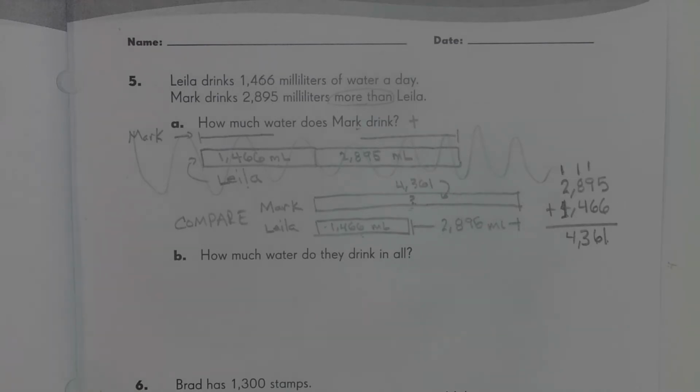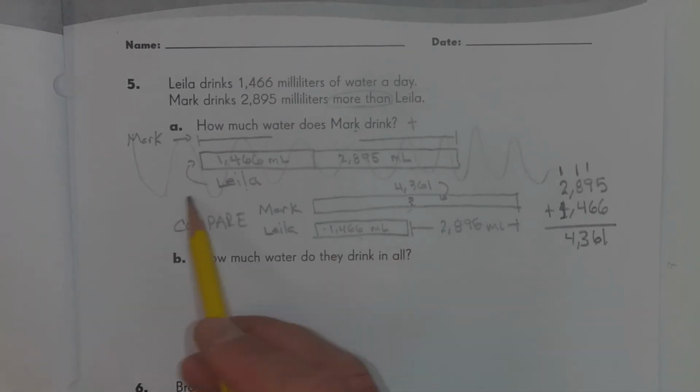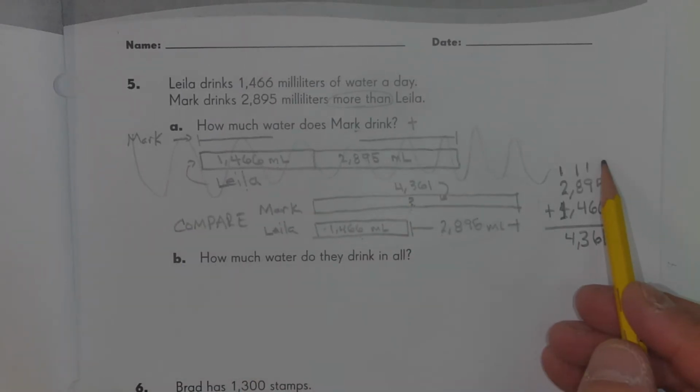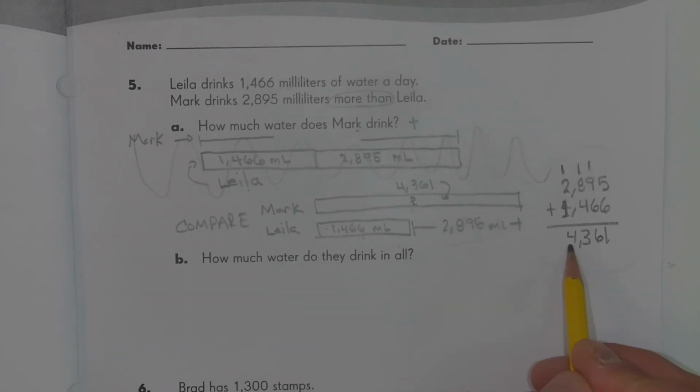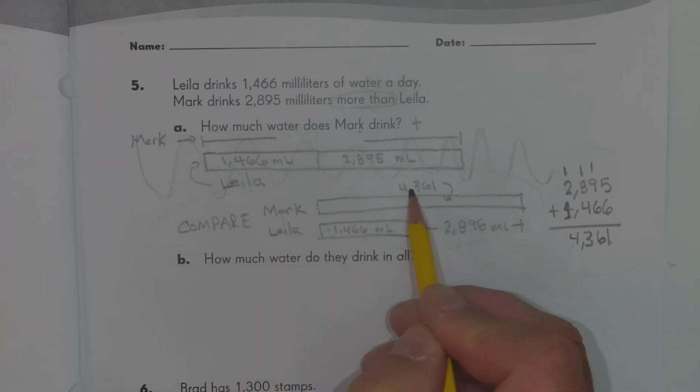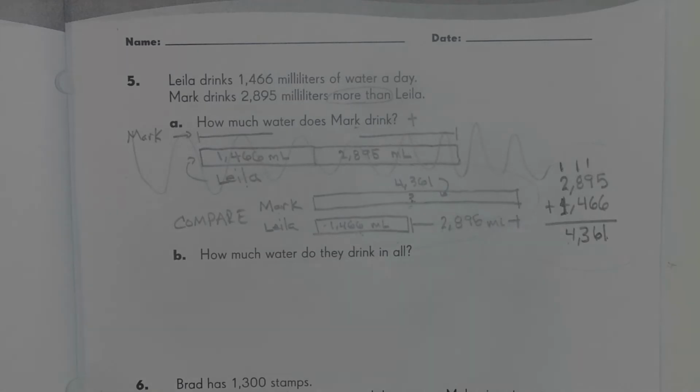along the way. So hopefully you ended up with a model that looks like this, and a calculation that looks like this. And so then you're done with this piece. We're not going to go through and write the sentence. Essentially, we know that Mark drank 4,361 milliliters of water. That one was pretty confusing, so I'm glad I did it with you.